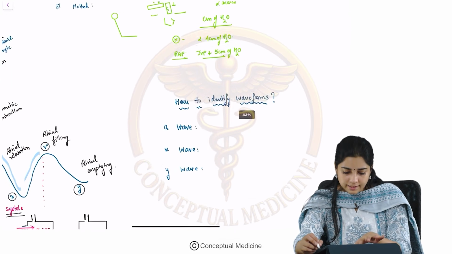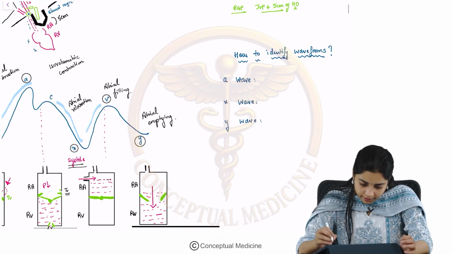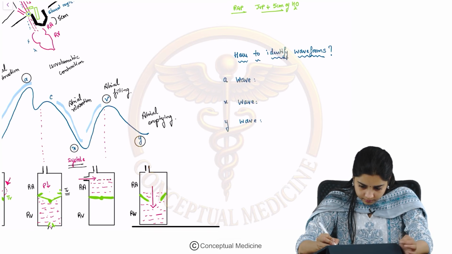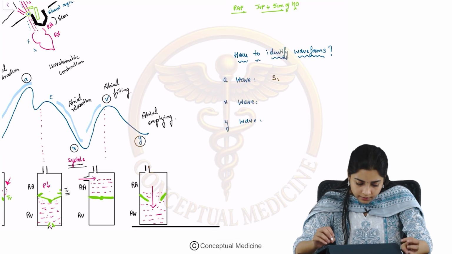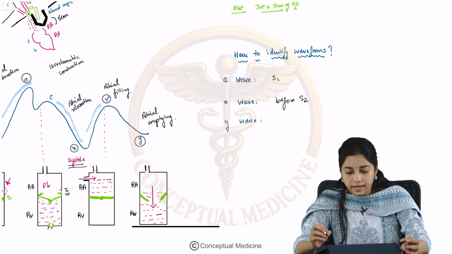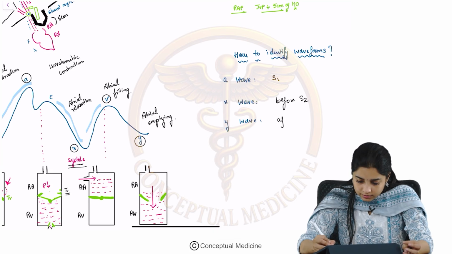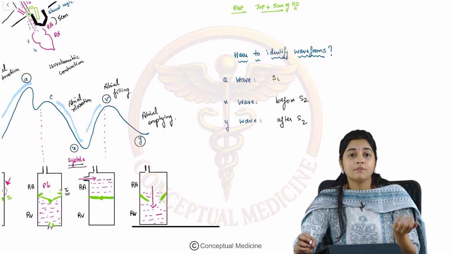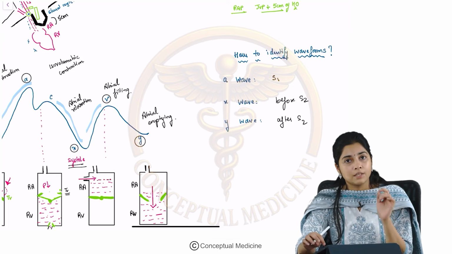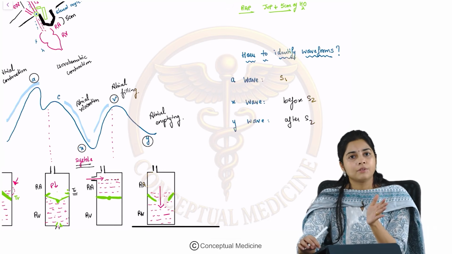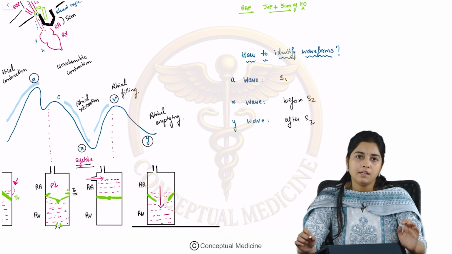Now, how do we identify the waveforms? The A wave is associated with the first heart sound, right? Now, how do we identify the X wave? X wave happens just before the second heart sound, and the Y wave happens just after the second heart sound, right? So the A wave is the one which is synchronous with the apex, or it occurs in synchrony with the first heart sound, and the X wave is just before S2 and the Y wave is just after S2.